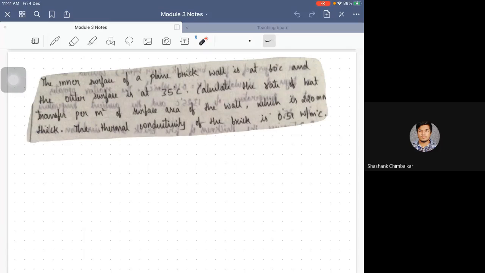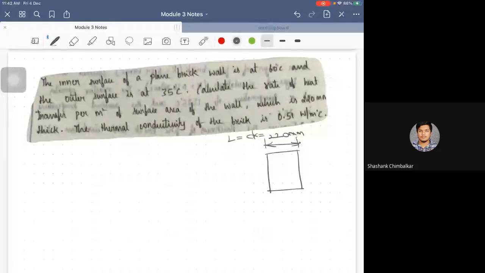Which is 220 mm thick. So that means if you take a wall like this, this particular wall has a length or thickness of 220 mm. I can take this as tx or I can take this as length, whichever notations you are comfortable with, you can go with that. Okay. And what else has he given? The thermal conductivity of the brick wall. So I'll just list down the given data now. So given the value of K, it is 0.51 watt per meter degree Celsius.